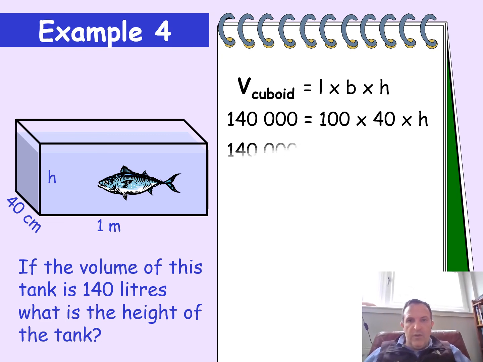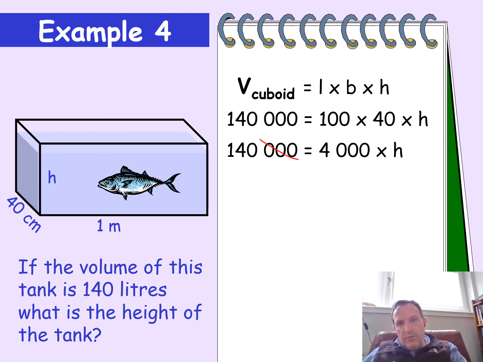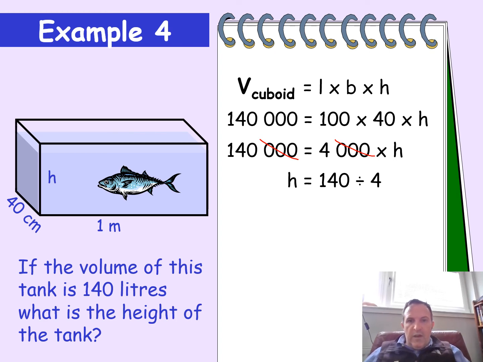100 times 40 is 4,000. So we can divide both sides by 1,000. So we know that 140 is 4 times H. What's the opposite of times 4? It's divided by 4, so we can say the height is 140 divided by 4. So if we divide 140 by 2 and then 2 again, we'll get 35. So half of 140 is 70, and then half of that is 35. So the height is 35 centimeters. So that's working backwards with these formulas, and you'll be asked to do that at the end of this worksheet.